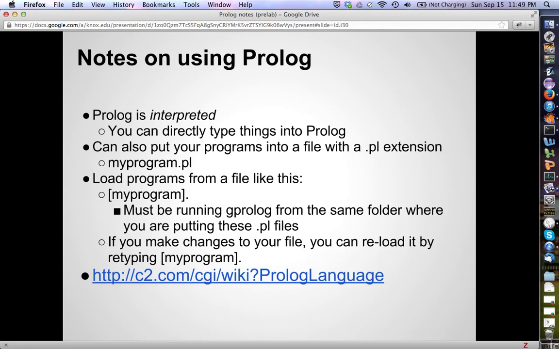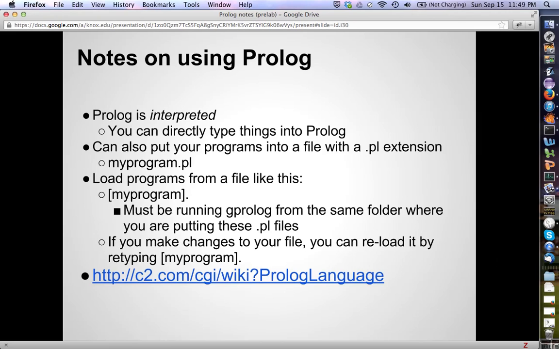This is an interpreted language. This means that there is literally an interpreter prompt, and you can type stuff directly into it, and it will either add that fact to its rule database, or it will try to respond if you phrase it like a query. We'll see how to do that.